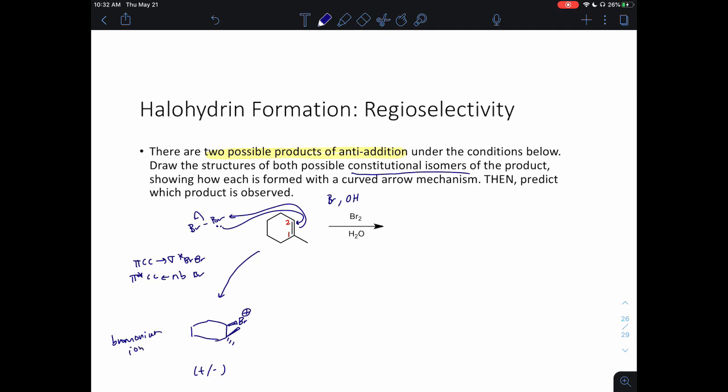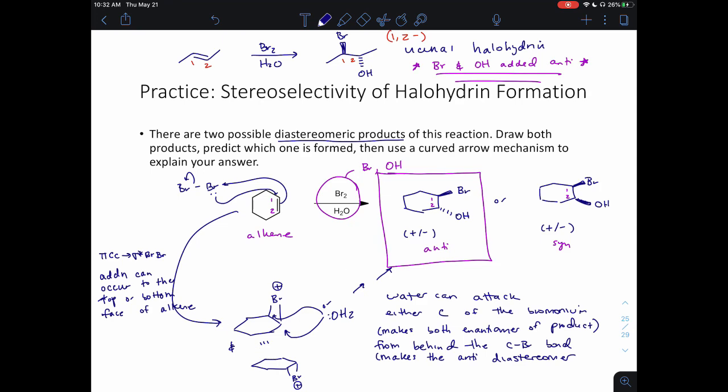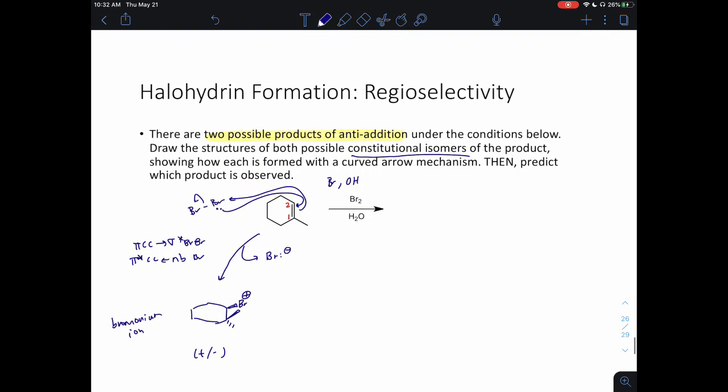Now, the bromonium ion is electron poor and it will be attacked by water. We've already discussed that. Bromide was formed, but there's much more water around. So water will act as the nucleophile here. And now water can attack either carbon, just like we said. On the previous example, the two carbons had the same substitution pattern and were the same. But in this situation, the two carbons are different.